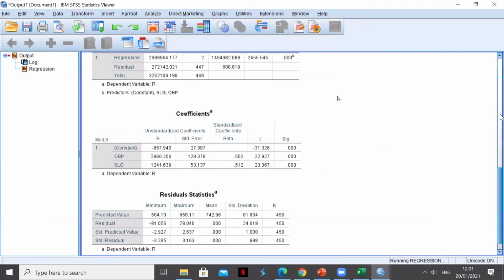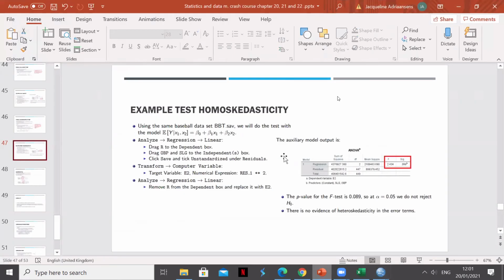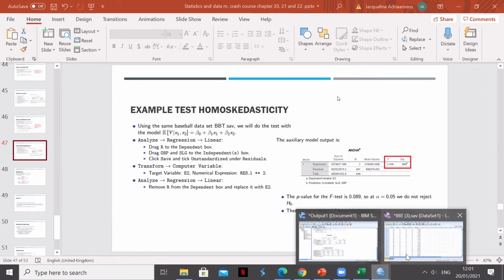Now it works. I don't know why it didn't work. Maybe we should have tried again, but at least it works now, so I can show you this one. Okay, so we have our normal model, and we have our residuals.